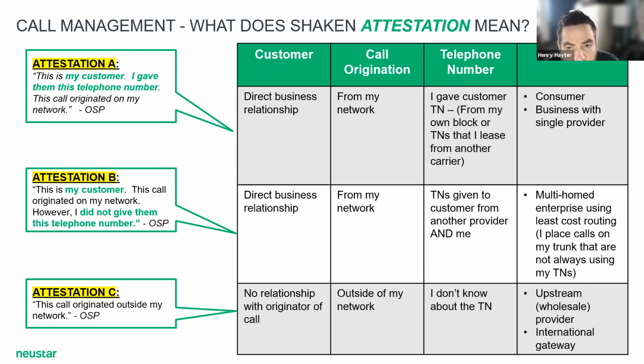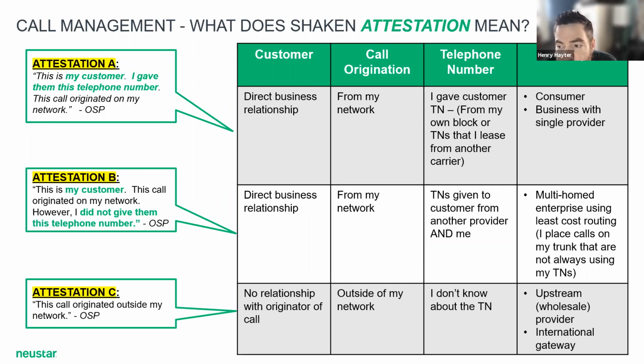What we see mostly today in the STIR/SHAKEN environment post June 30th, and in Canada in the run up to November 30th, is mostly attestation level A and attestation level B being placed. The key difference between attestation level A and attestation level B is that attestation A results in a parameter being passed to the end device called the VERSTAT, the verification status. And the value that's passed in that verification status is TN validation equals true, or TN validation passed.